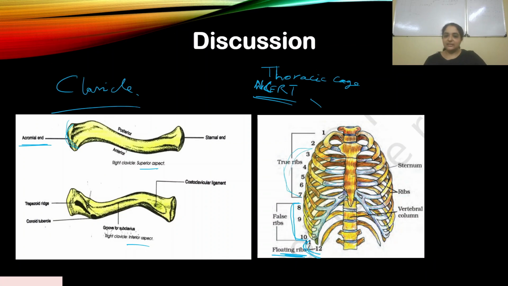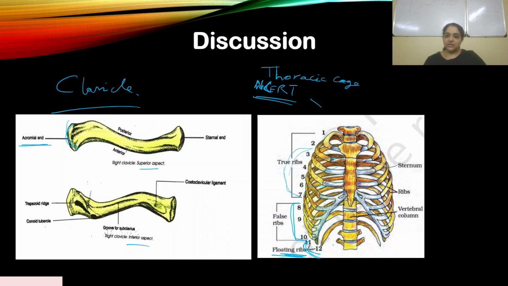Now 8th, 9th and 10th are called false ribs. That is, the 8th rib connects to the 7th rib. The 9th rib connects to the 8th rib. The 10th rib connects to the 9th rib. They don't directly connect to the sternum. They're false ribs. 11th and 12th don't connect at all.